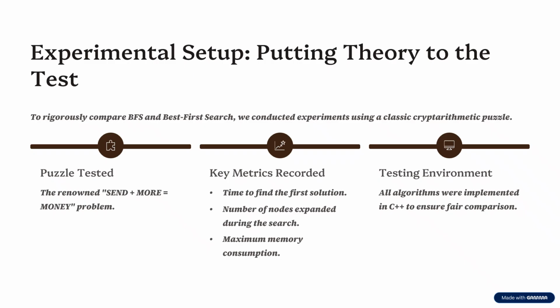So let's put the theory to the test. Let's set up the experiment. As I've already mentioned, we will take a very common example: SEND plus MORE equals MONEY. Our task will be to assign each letter a distinct digit. Now we'll be comparing on the basis of three factors. The metrics recorded are the time to find the first solution, the number of nodes expanded during the search, and lastly the maximum memory consumption. To test this, we have implemented the algorithms in C++ so that there's a fair comparison.